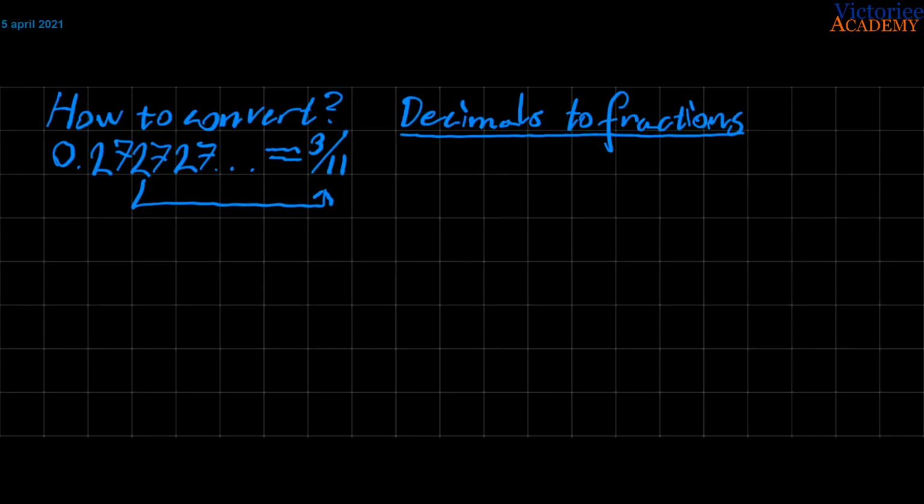How to convert from decimals to proper fractions. A proper fraction is when the denominator and the numerator are both integers. If we're going to start with an easy example here, let's convert 0.5 into a proper fraction.